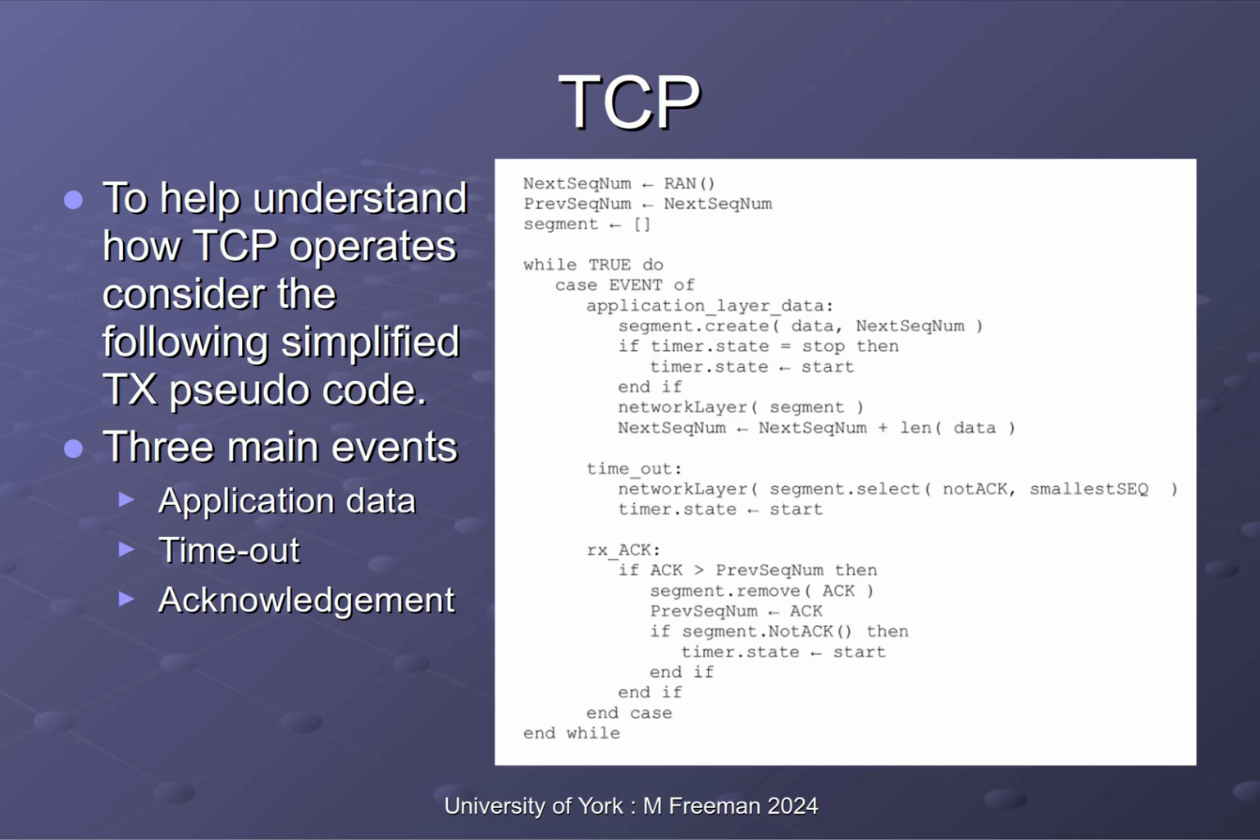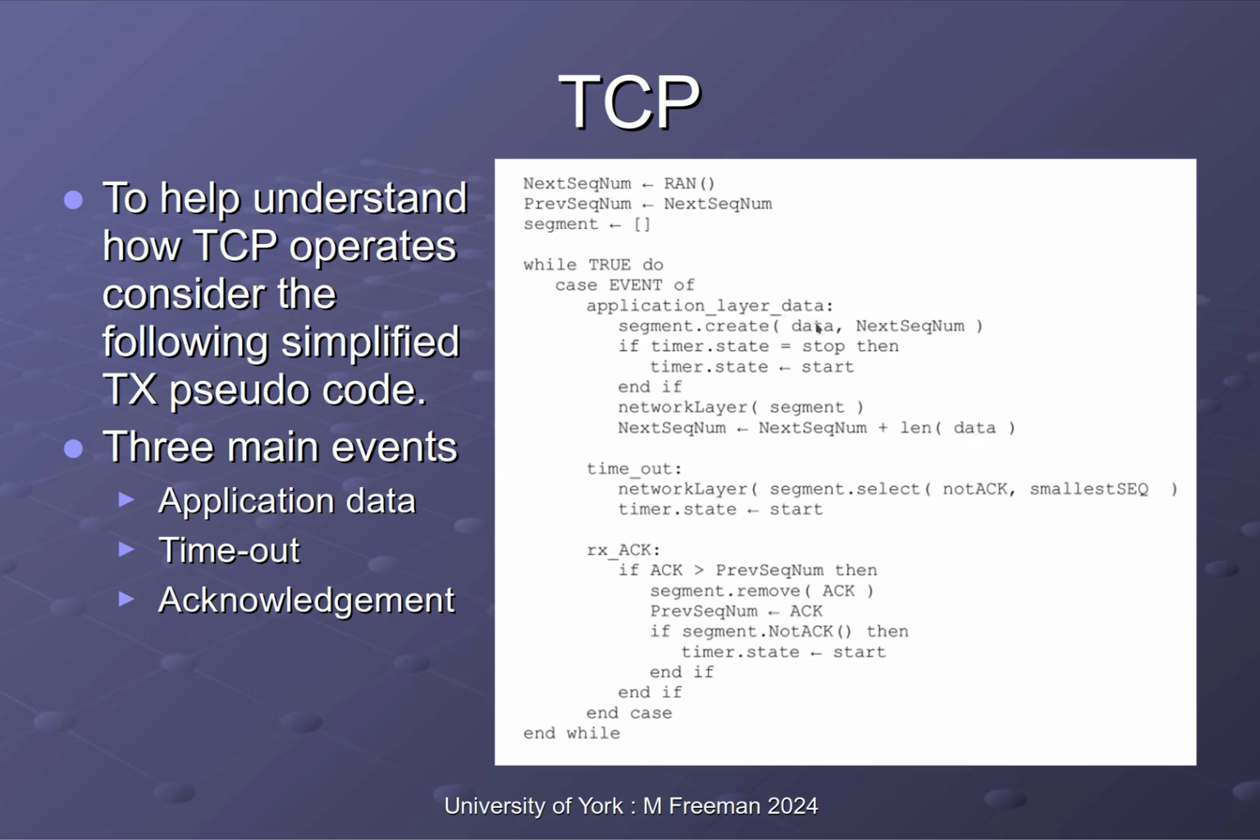So if there's a timer running, that's fine. But if there's not a timer running, then we need to start our timer. Then we pass down to the network layer our segment that we want to transmit, and then we give up control of that one. Obviously, the network layer will transmit that for us. And finally, we update our sequence number. So our next sequence number is just the current sequence number plus how many bytes we transmitted.